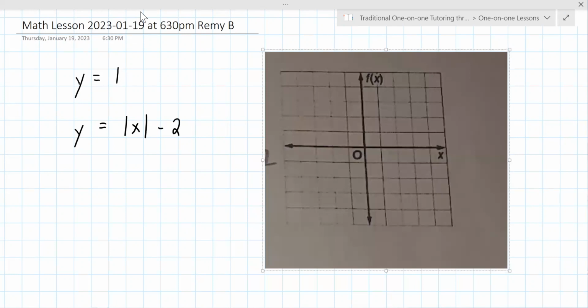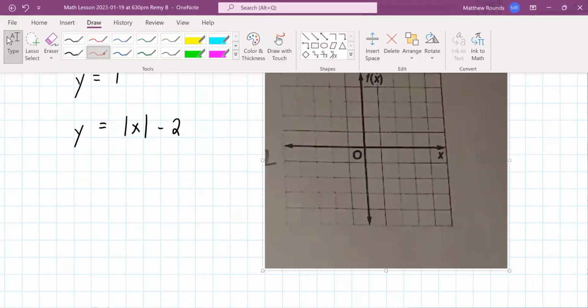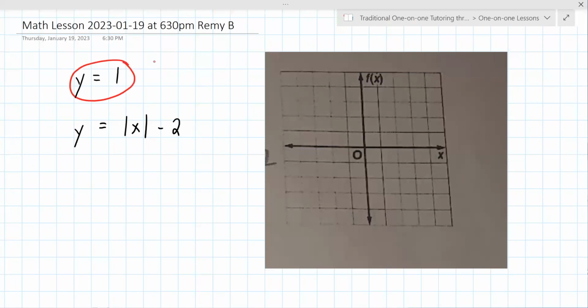What does y equals 1 look like? No, I'm not gonna lie. No, it's a horizontal line. I'm sure. It's a horizontal line at 1.